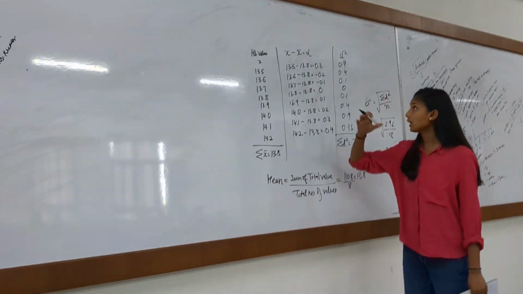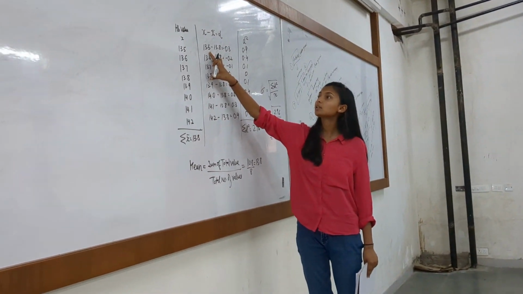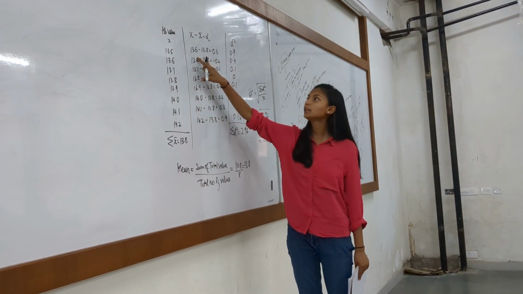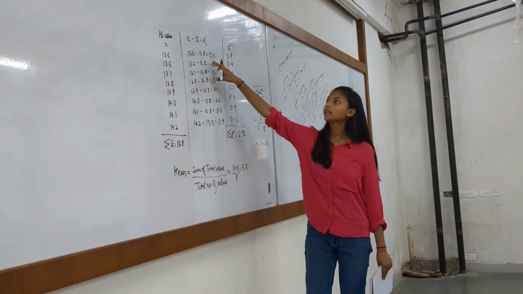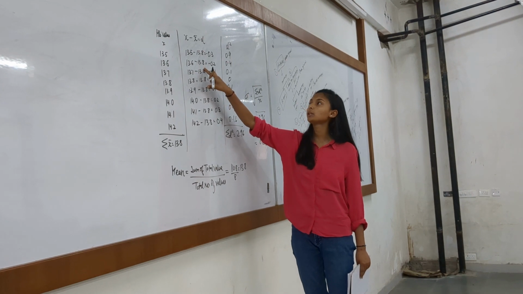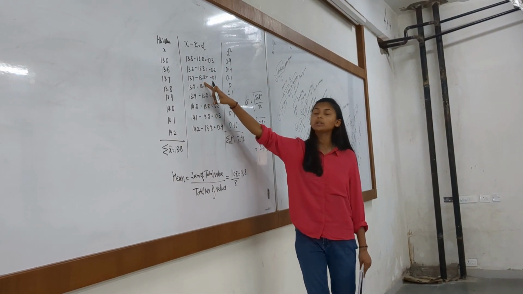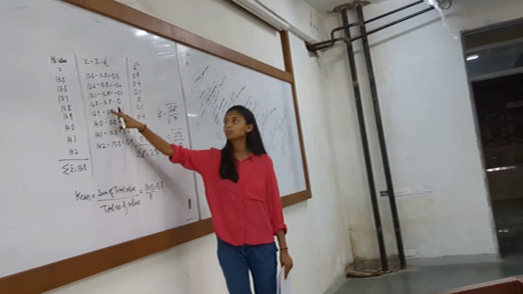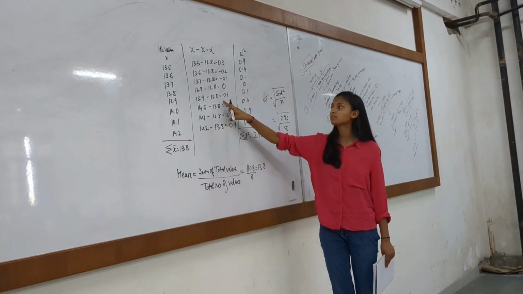Now, x minus mean is equal to d. So d is value minus mean. 13.5 minus 13.8 gives minus 0.3. 13.6 minus 13.8 gives minus 0.2. 13.7 minus 13.8 gives minus 0.1, and 13.8 minus 13.8 gives 0. 13.9 minus 13.8 gives 0.1.